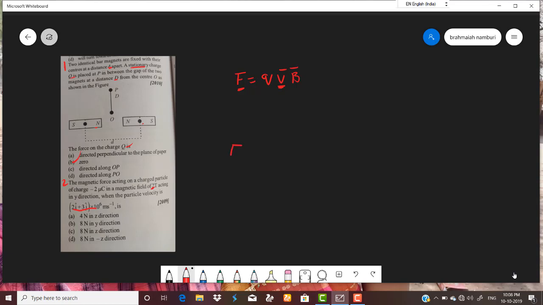Force F equals Q V bar cross B bar. Then we have to substitute the values here. So Q is minus 2 microcoulombs, that is into 10 power minus 6, into velocity 2i cap plus 3j cap into 10 power 6, cross the magnetic field.